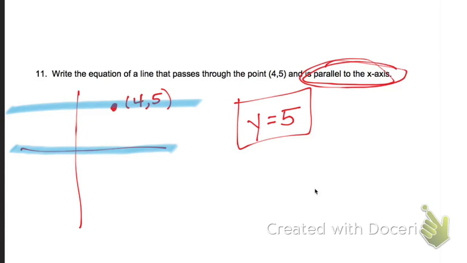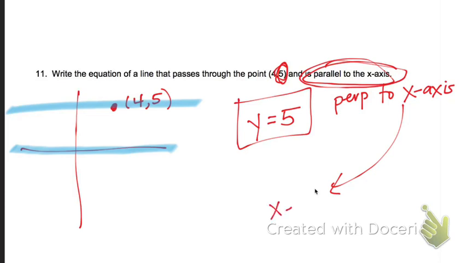So if it's parallel to the x-axis, it has to be a y equals, because it has to be a horizontal line. The horizontal line that passes through this is this y equation. If it said perpendicular to the x-axis, then what would that answer be? X equals. Good.